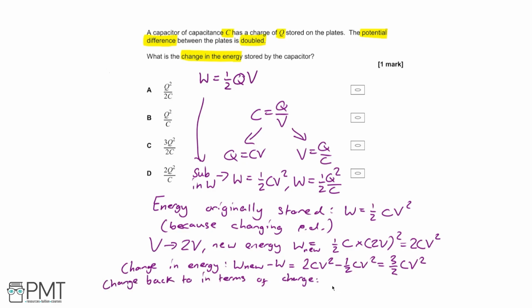So here we use again that Q is equal to CV. And so from doing that, V is equal to Q over C. And so we have that the change in energy is given by 3 over 2 times C, and then substituting in this equation for V, we find that it's Q divided by C again, all squared, which gives us 3 over 2 Q squared divided by C. This means that our change in energy is 3Q squared divided by 2C, and so that means that our answer is C.